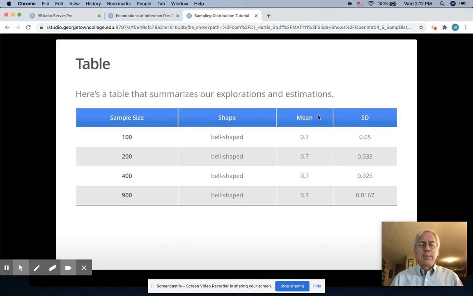So here's a table that summarizes what we've seen from this exploration. As the sample size changes, the shape doesn't change, the center doesn't change, but the standard deviation seems to be going down. And this is going to be our starting point in our next slideshow, our continuation of slideshow 1.